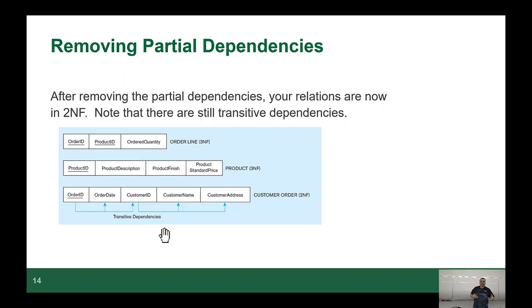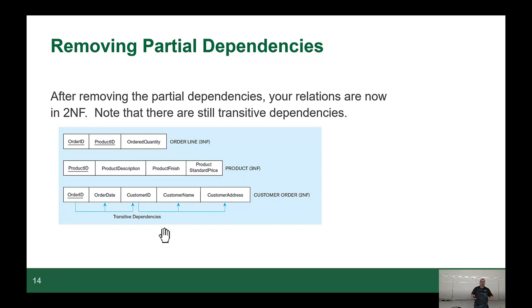So what we do with that is we will take the partial dependencies and we decompose them out of the big entity. So we take the big entity, we break it down into smaller entities. That's what decomposition means. Mouth does not want to work today. So we look at our chart we had before, find everything that was a partial dependency, and we break it out to its own table. So we end up with an order line, a product, and a customer order table.